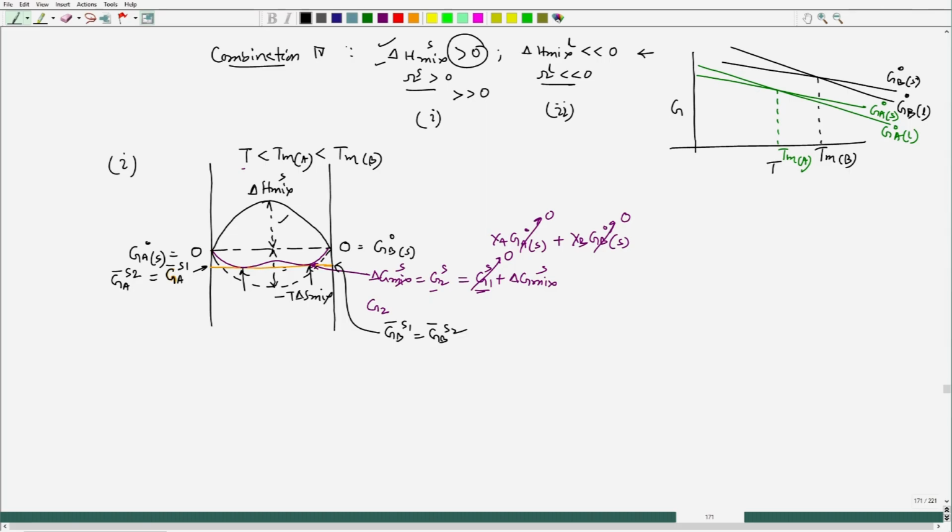Now, if I increase the temperature, this one is independent of temperature. So, this particular factor is independent of temperature. So, now we are increasing temperature and there is a minus sign.